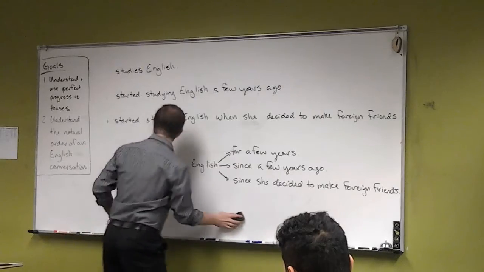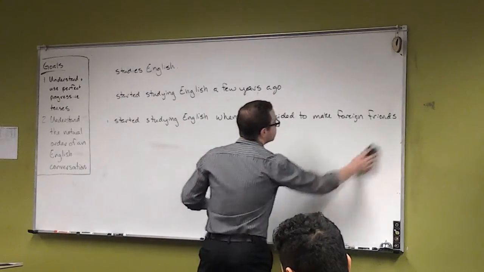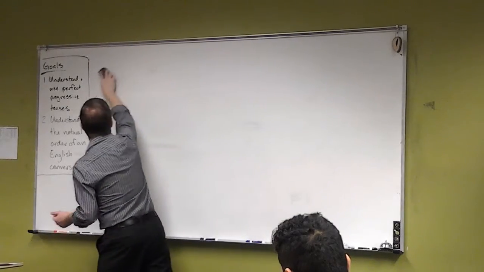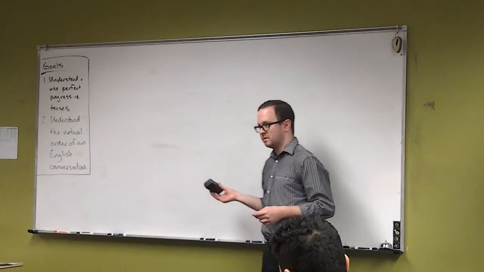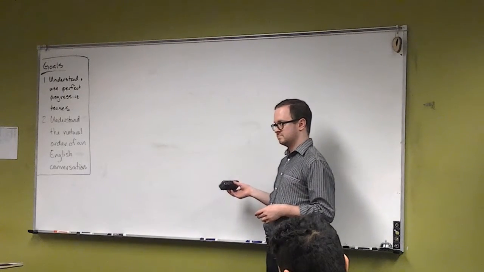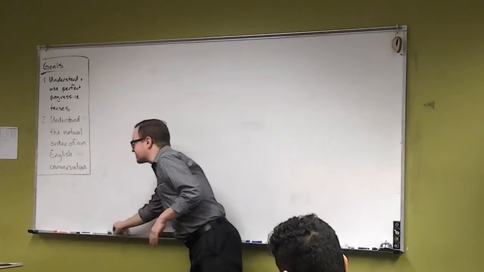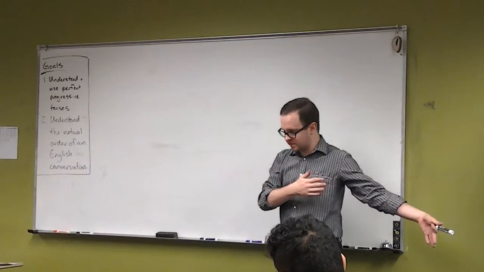Now, this is where we get to the second part. We're going to look at the natural order of an English conversation. What does that mean, the natural order of something? Any ideas? The natural form for speaking. The natural way of speaking. Very good. So this is just the way that conversations usually go in English.